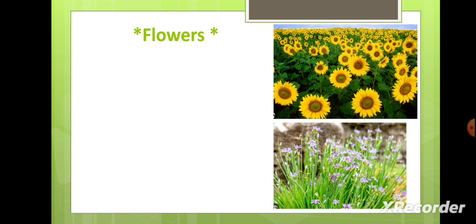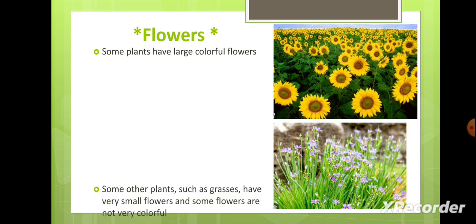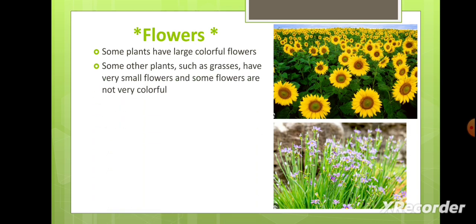If you watch your environment, you can see a lot of flowers in the garden. You can see large flowers, small flowers, colorful flowers. We have plants that have large colorful flowers, and in some plants like grasses we can see flowers which are small and not very colorful.